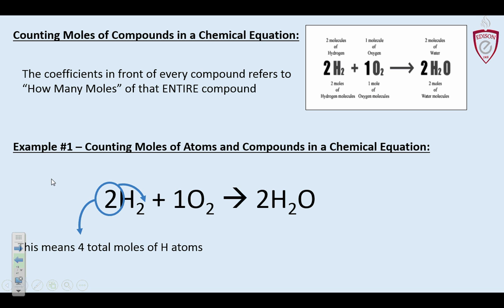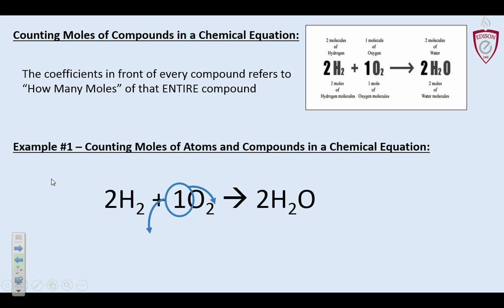All right, let's move on to see where we're going with oxygen. 1 mole of O2, which means 1 mole of diatomic oxygen molecules, gives me 2 total moles of monatomic O atoms, because I'm distributing the 1 back into every subscript in the compound.